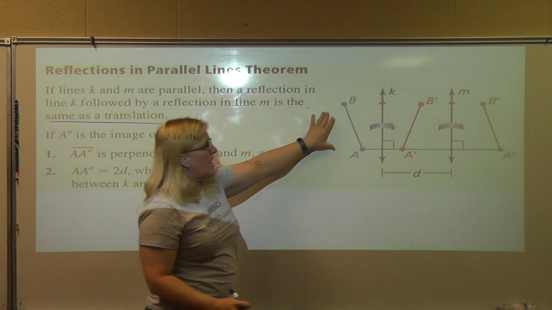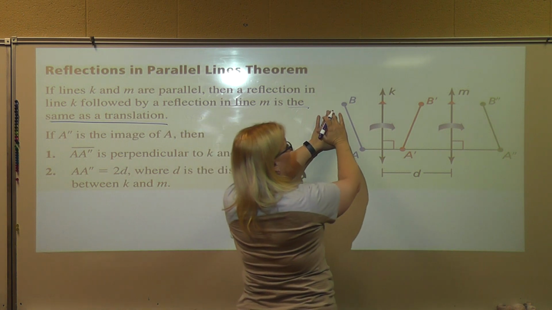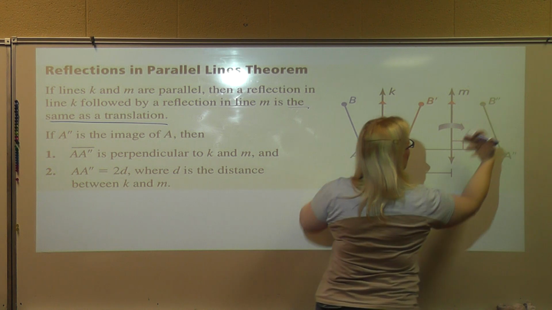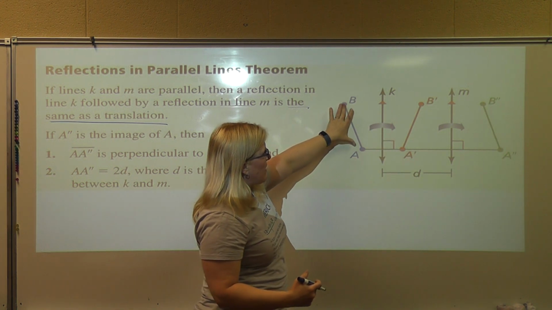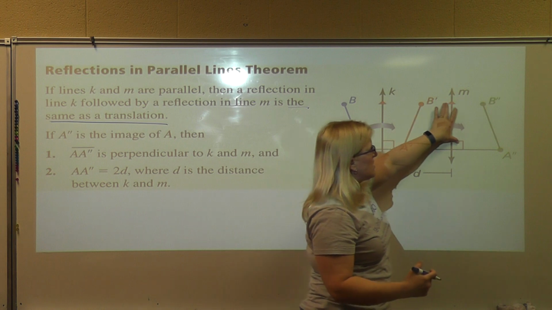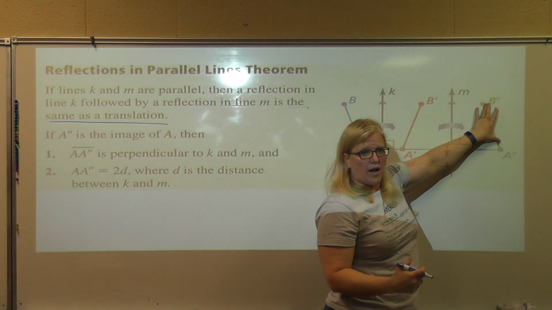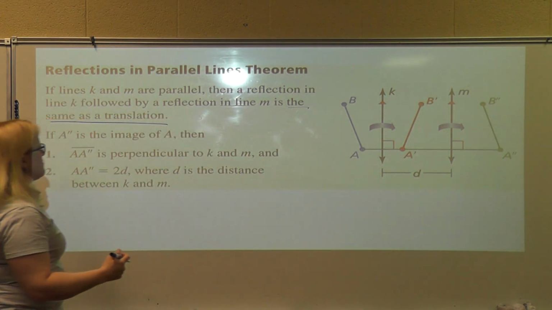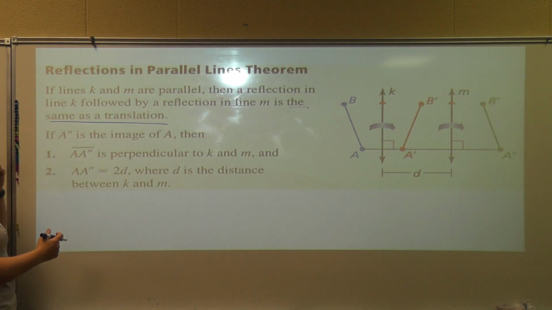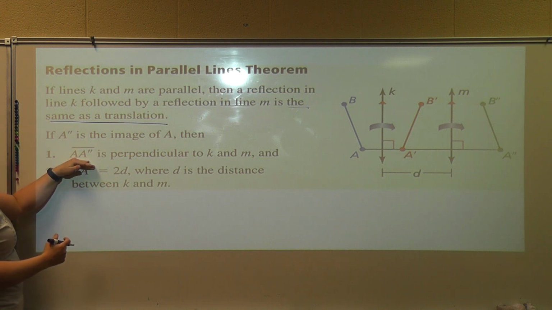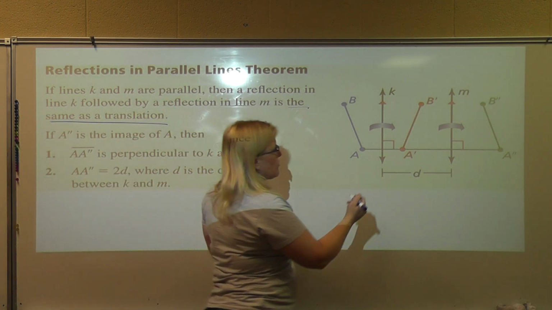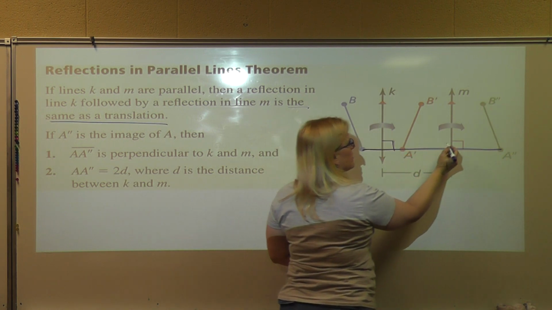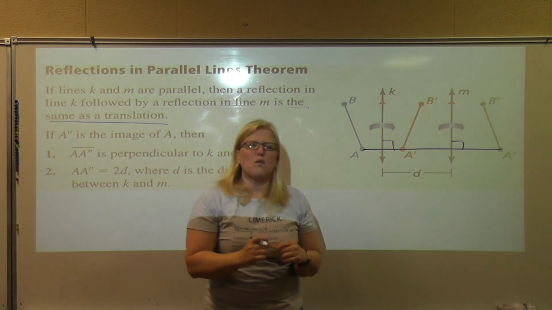So we've taken this line segment and we reflected it over this line, and then we took that and reflected it again. That means basically we took AB and we slid it across to A double prime, B double prime. So that's what this theorem is saying. Couple of other things though that are really important. A to A double prime, this line right here, is perpendicular to these parallel lines.